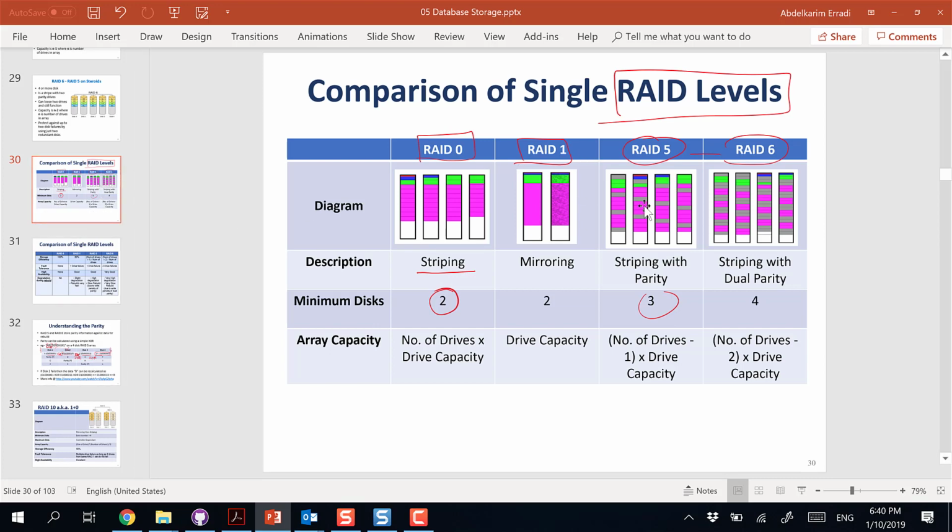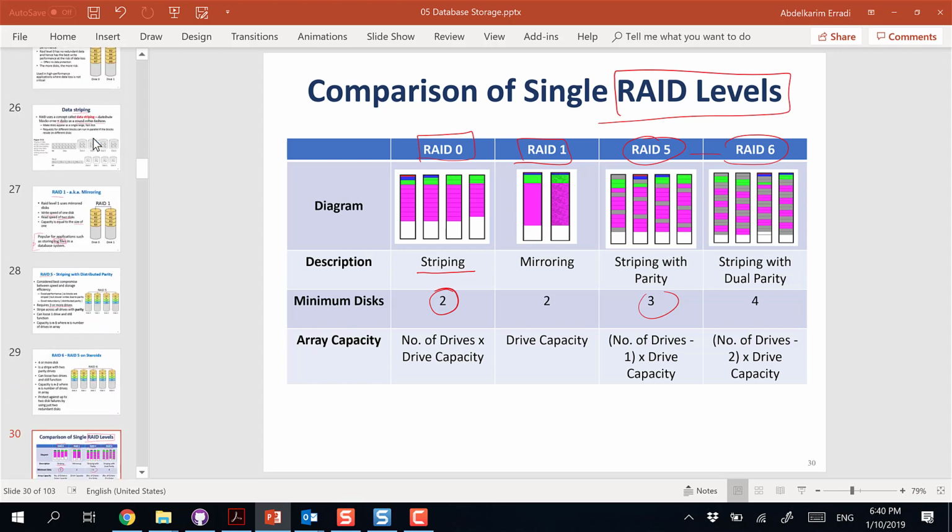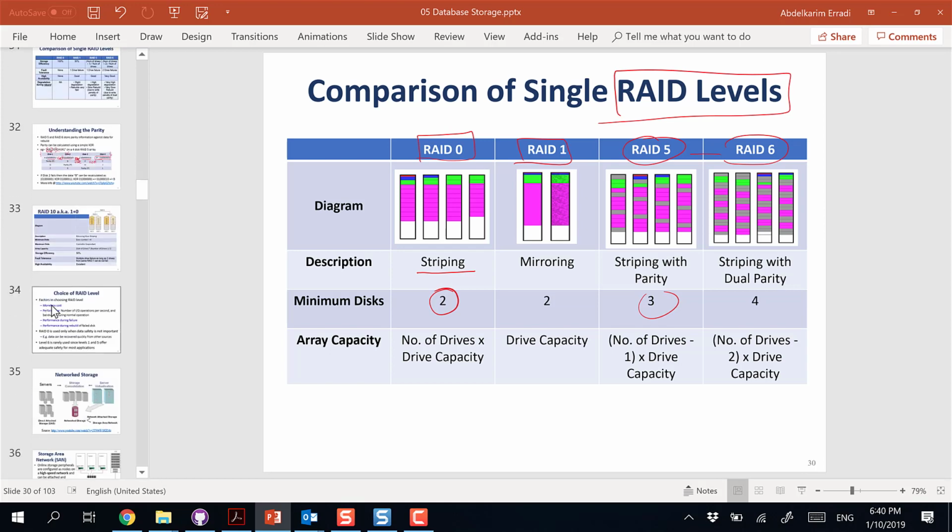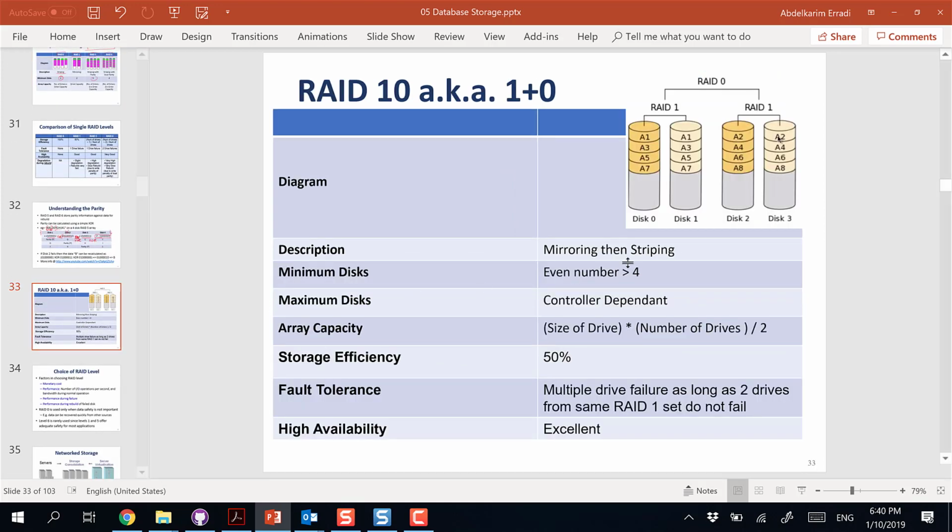So these are the basic RAIDs: 0, 1, 5. Those are the most common ones. The other thing that comes to mind is that you can combine these RAIDs into other configurations. You can compose them.